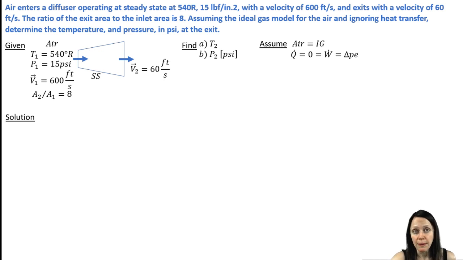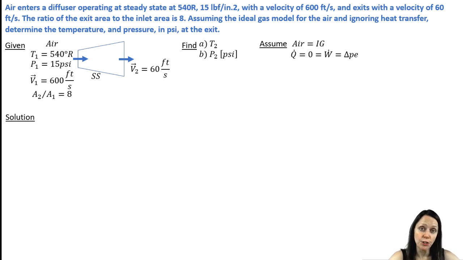Tells me I can assume air behaves as an ideal gas. It also tells me that heat transfer is negligible. And the other assumptions that I'm going to make are the typical assumptions that I make for a diffuser. So we typically assume steady state, Q dot equal to 0, W dot equal to 0, and the change in potential energy is equal to 0.